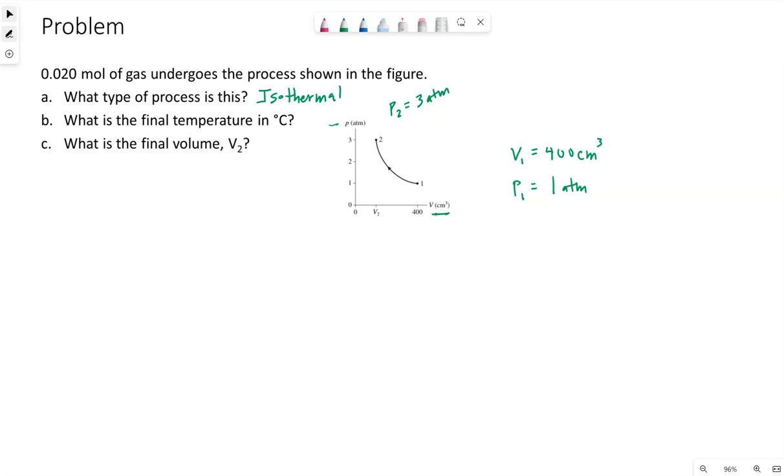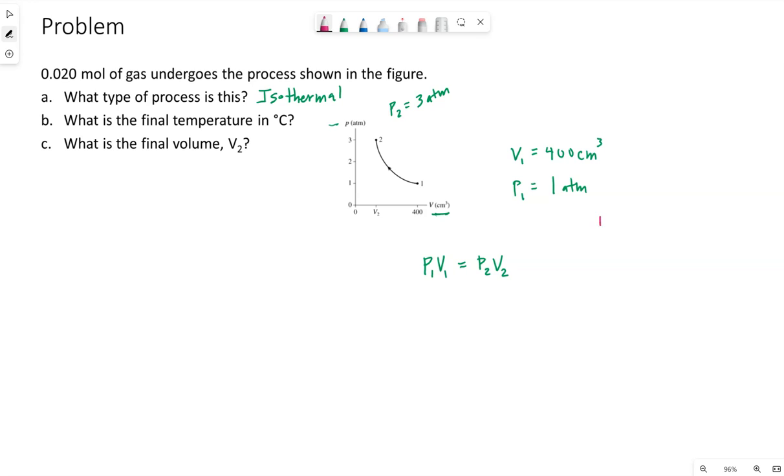All right, in an isothermal process, the relationship we have is that pressure times volume at any moment in time is going to equal pressure times volume at a second moment in time. But also, isothermal means constant temperature. So part B is asking for the final temperature, but that would also be the initial temperature because this is isothermal. The temperature is not changing.